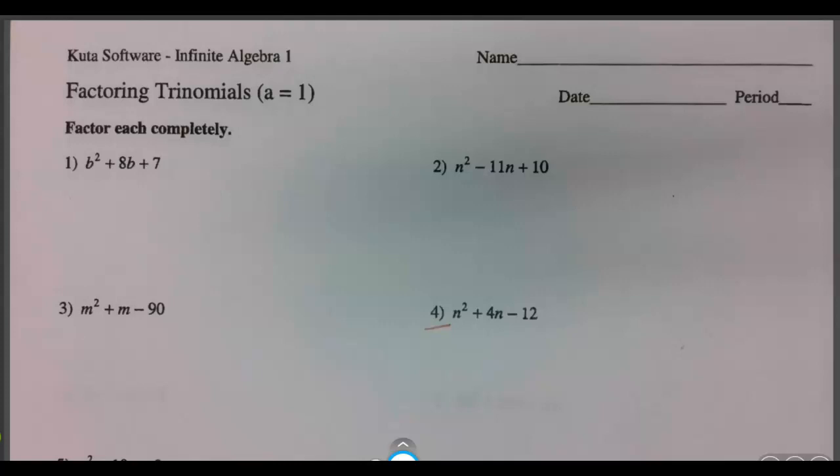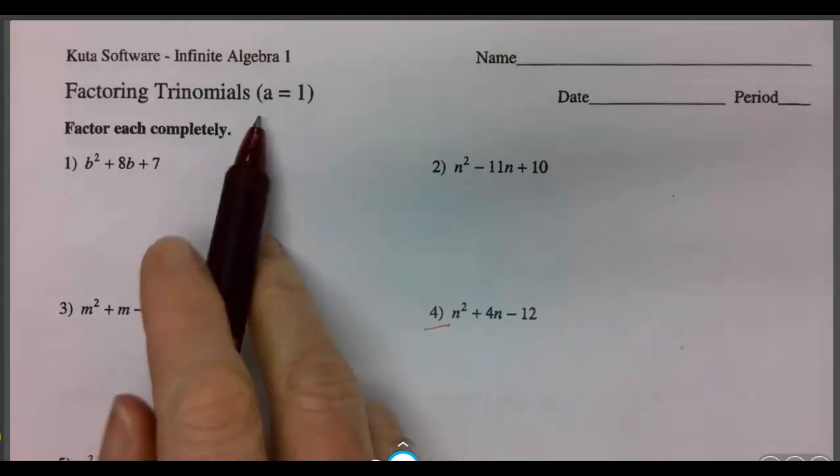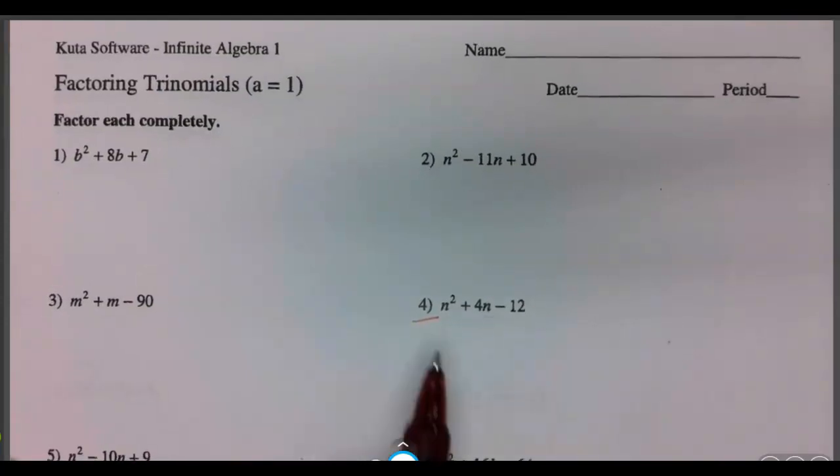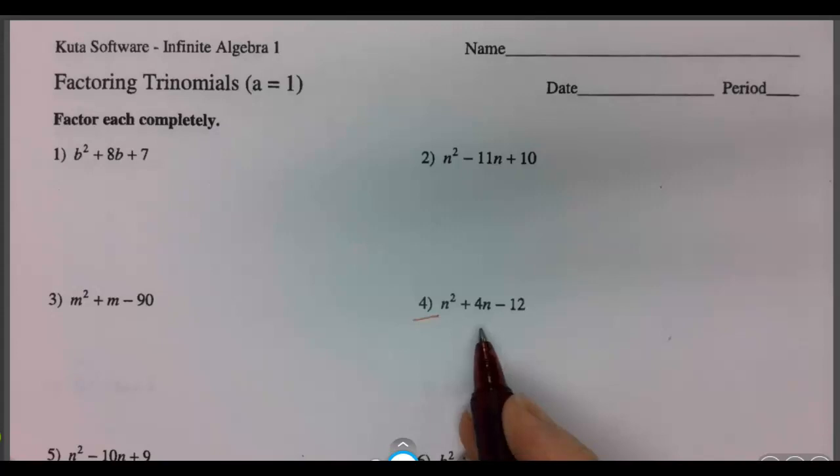So I just wanted to have us practice a few more problems. If you'll turn to the page that looks like this, factoring trinomials, a equals 1. If you don't have paper, just write the problem down. We're going to start with number 4.